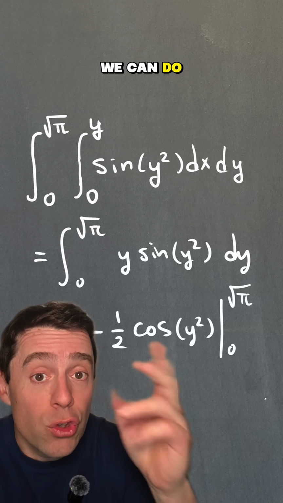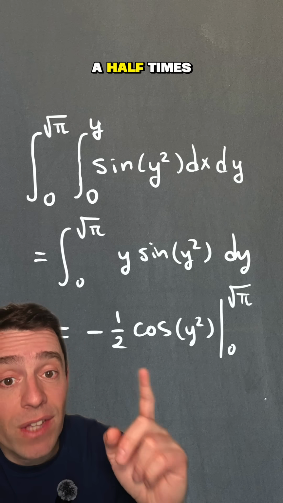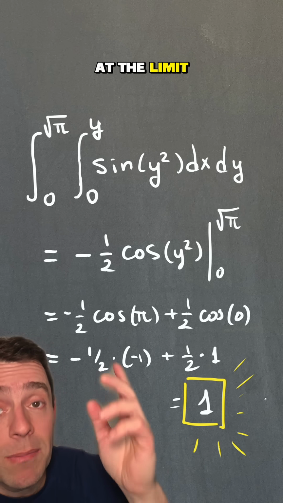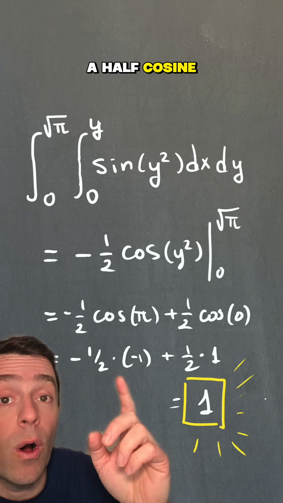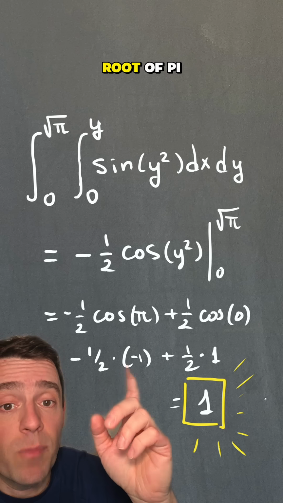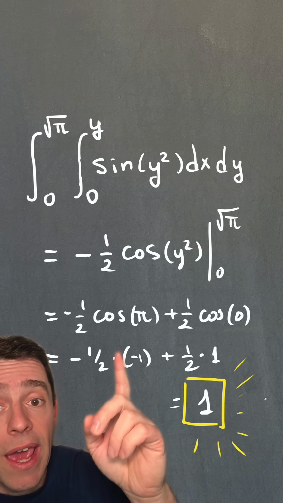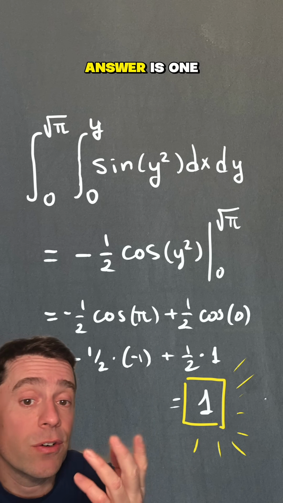which is now an integral that we can do because that is just the derivative of minus a half times the cosine of y squared. If we evaluate at the limit of integration between 0 and the square root of pi, I get minus a half cosine of pi, because the square root of pi squared, plus 1/2 of cosine of 0, and cosine of pi is minus 1, cosine of 0 is 1, so the final answer is 1.